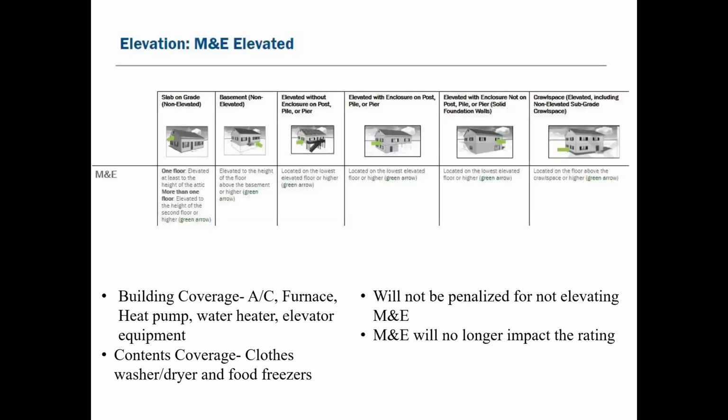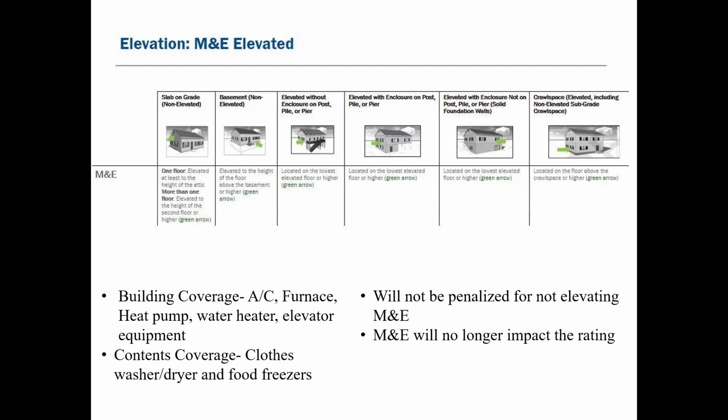Okay, so here's the machinery and equipment slide that I was talking about. Some of you have seen this, but some of you may not. It's adjacent to filling out an elevation certificate, and this is where the machinery and equipment may come in if they voluntarily submit an elevation certificate for the insurance. So if you have a slab on grade, so it's a 1A, a 1B, or 3, you have the machinery and equipment elevated to the height of the attic if it's one floor. If there's more than one floor, then it's got to be to the height of the second floor or higher.